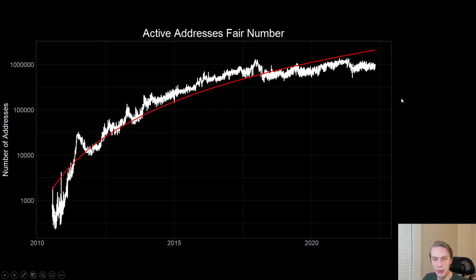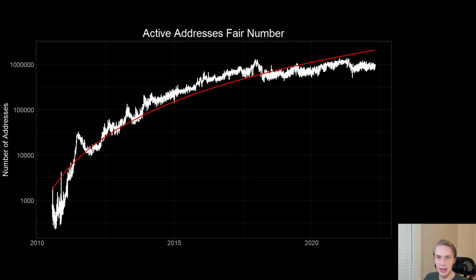Something to keep an eye on for sure. So this is interesting, but you might be asking, okay, but who cares? Right? So who cares how many active addresses there are in the network? Can we actually relate that to price in any meaningful way? And I think that's a good question.